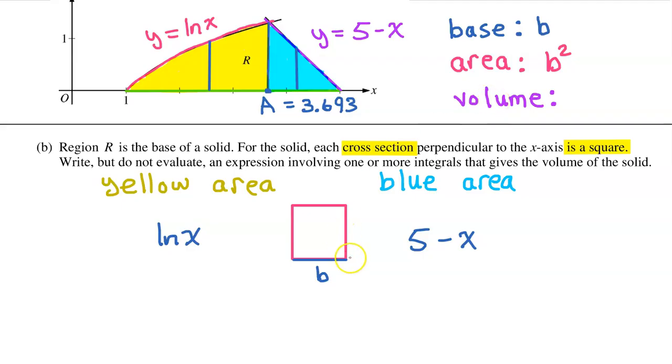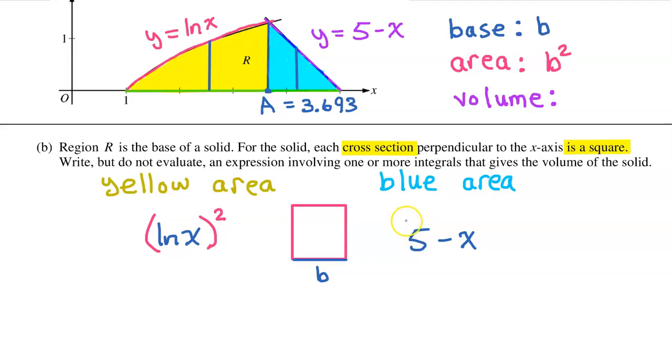Anyway, back to the easy one. Each slice is a square, so the area will be b squared, the base squared. Since we have an expression for the length of the base, if I want to turn this into an expression for the area of the slice, I need to take the base and square it. So if I just go like this, kabam! Now this is an expression of the area of a slice, at least in the yellow region.